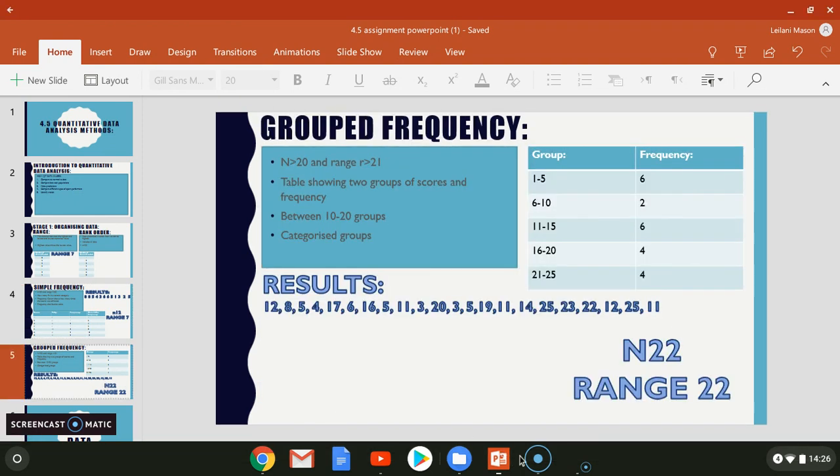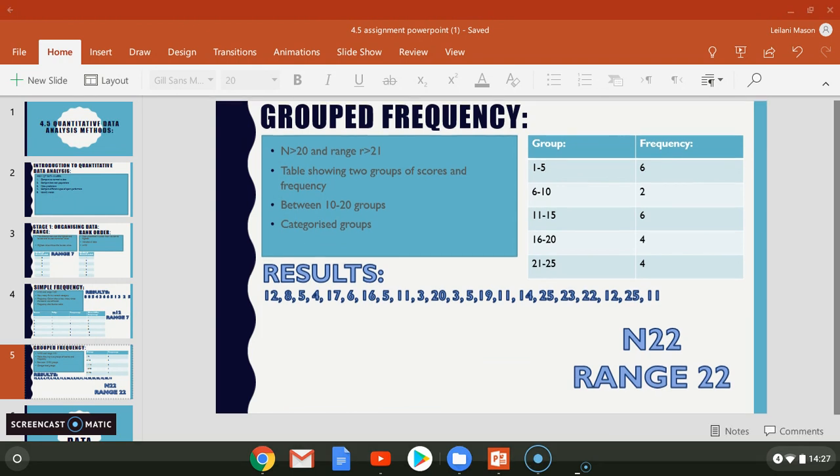Grouped frequency is used when n is higher than 20 and the range is more than 21. So you often work with ranges greater than 21, represented by R is greater than 21, and with more than 20 participants, so n is more than 20. This is used through grouped frequency distribution.